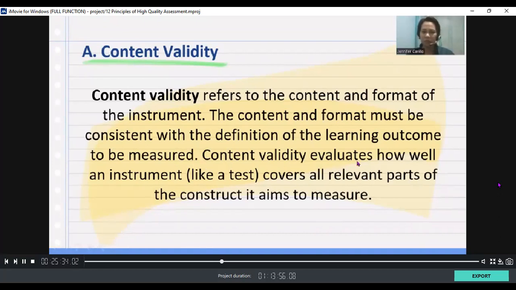So content validity evaluates how well an instrument, when I say instrument, test, okay? Well, an instrument or a test covers all relevant parts of the construct it aims to measure. So that means you need to have representative topics for each chapter. So may good si ma'am na chapter 1, 2, 3 ang i-test. So that means there should be enough representation sa chapter 1, chapter 2, and chapter 3.